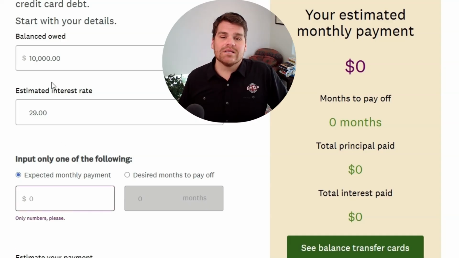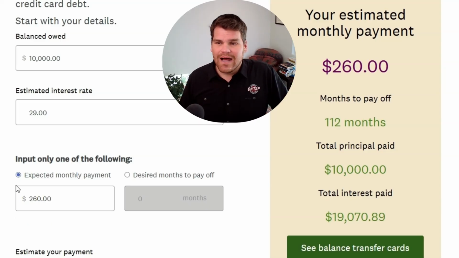However, again, I wanted to just show this example scenario here. $10,000 owed, 29% interest. Let's say that you're paying the minimum payment on that. Now, minimum payments tend to be in the range of about 2.5%. So that would be $250. Let's make it $260 because it's probably a little bit higher than that.